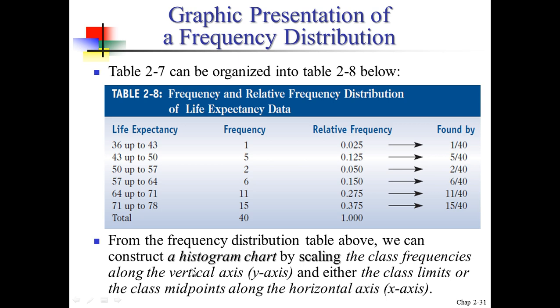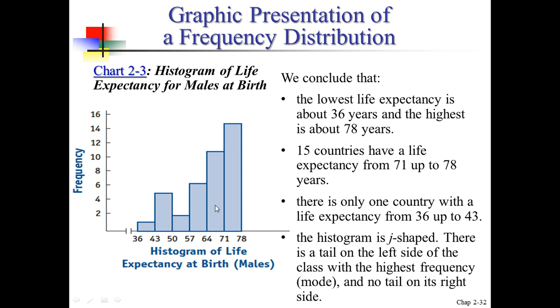So from the frequency distribution table above, we can construct a histogram. For a histogram we use class limits, not class midpoint. We scale by putting frequency on the vertical and class limits, lower and higher, on the horizontal. Remember that one. This is important.